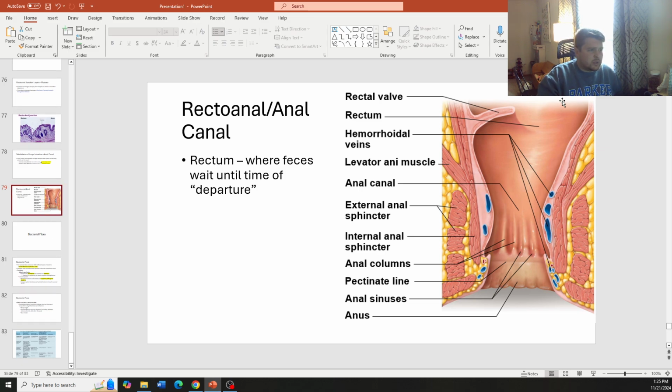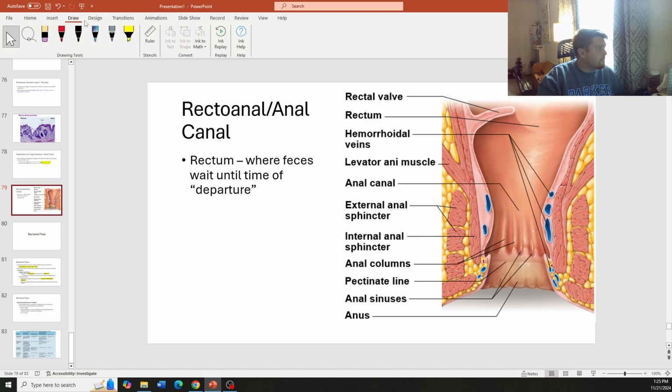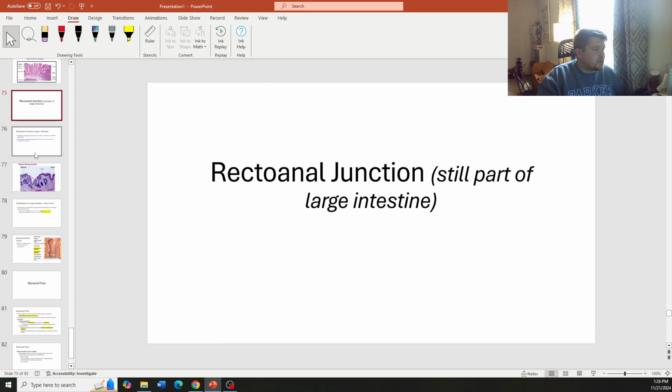Here's the general anatomy of all of this. We have the rectum up here where the feces are stored. We have some muscles. We have the anal canal. Here are our sphincters, the internal anal sphincter and the external anal sphincter. Again, remember which one is voluntary and which one is involuntary, which eventually opens and allows fecal matter to pass through the anus. And that is the whole GI tract itself.